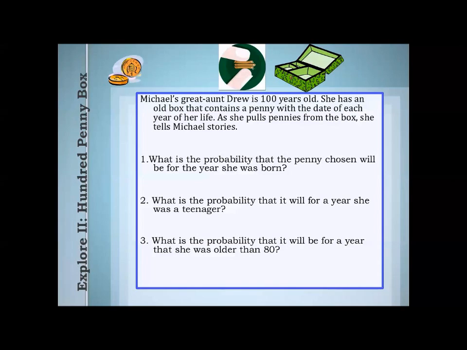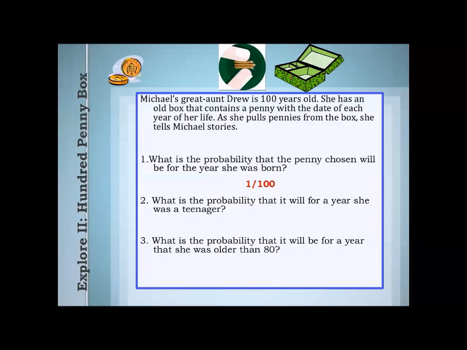She has a penny with the date of each year of her life. And how old is she? Okay, let's answer number 1. The probability that the penny chosen will be for the year she was born: 1 out of 100.